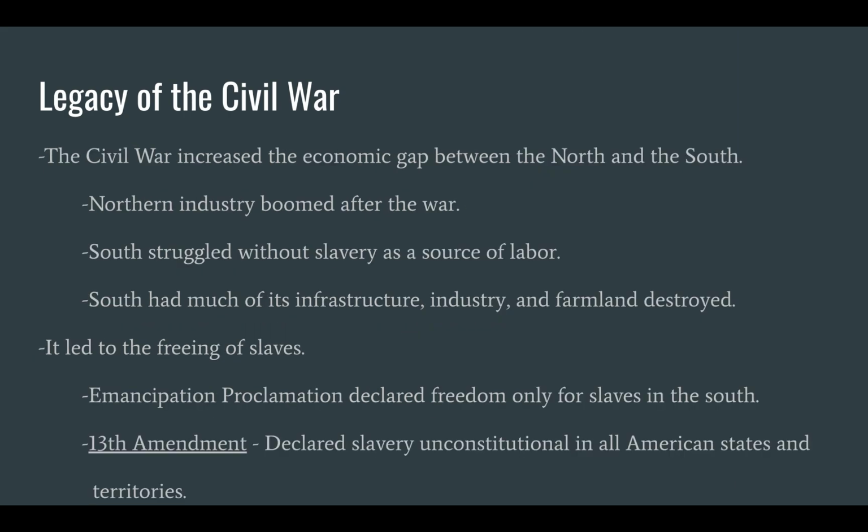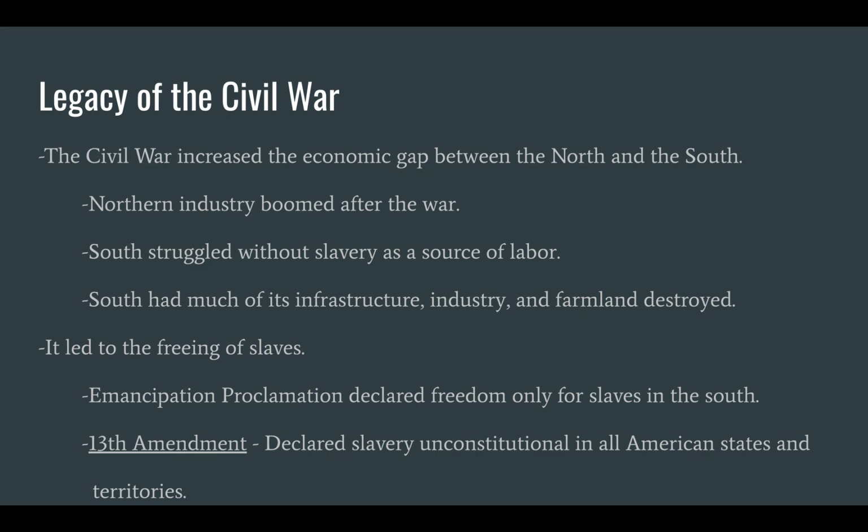All right. The Civil War increased the economic gap between the North and the South. This is something that we see today. A large portion of the poorest states in the United States are in the South, places like Arkansas, Louisiana, Mississippi, and Alabama, whereas a lot of your wealthier states are in the North, places like New York, Connecticut, Rhode Island, Massachusetts. Northern industry boomed after the war, so things just got better for the North, but the South struggled. Without slavery as a source of labor, most plantation owners had to find a new way to make wealth.